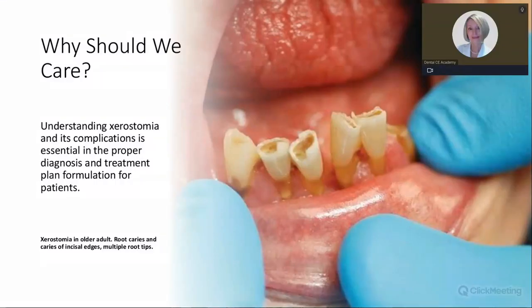So why do we need to care about xerostomia? Understanding xerostomia and its complications is essential in the proper diagnosis and treatment plan formulation for our patients. And when we look at this photo, some of the things that stand out here, first of all, the tongue, it's cracked, it's fissured, it's angry looking. The dentition, we see the incisal edges have developed decay. We also see root caries, multiple root tips, lack of saliva pooling in the floor of the mouth, dried lips, and so forth.